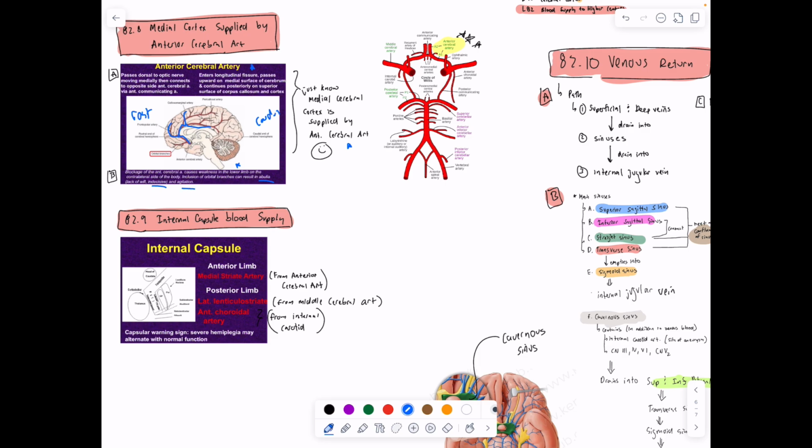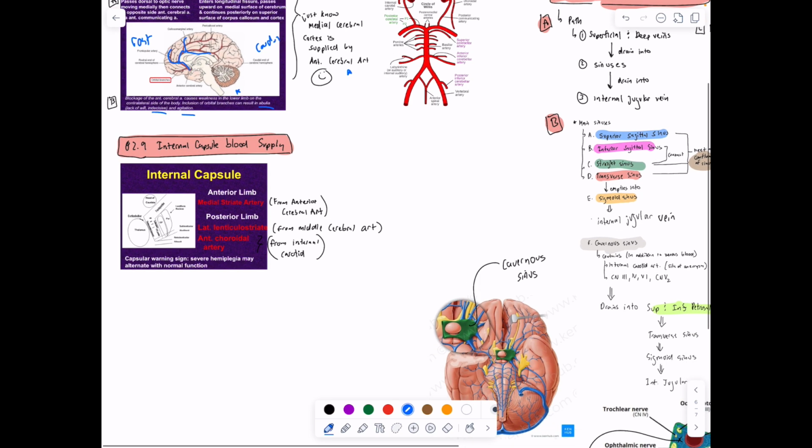All right, finally, the internal capsule is supplied by the medial striate artery, and then the lateral lenticulostriate from the middle cerebral artery. Again, this is the artery of stroke. Bet we're gonna have a question on that. And yeah, so that's about it.